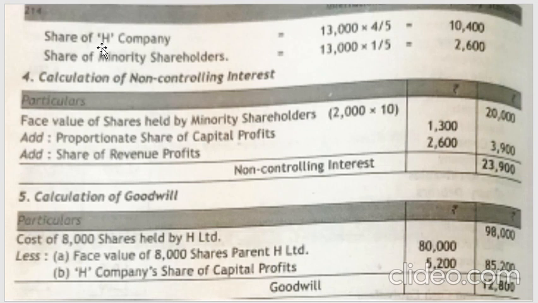Next step is calculation of non-controlling interest. Particulars, amount. Under this non-controlling interest, the format is: face value of shares held by minority shareholders, add share of profit of minority shareholders of capital profit, and share of revenue profit. The face value of shares held by minority shareholders is 2,000 shares. You can get this value in your first step, where out of 10,000, 8,000 is held by the parent company and the remaining 2,000 is bought by the outsiders. So 2,000 shares of rupees 10 each will give you 20,000.